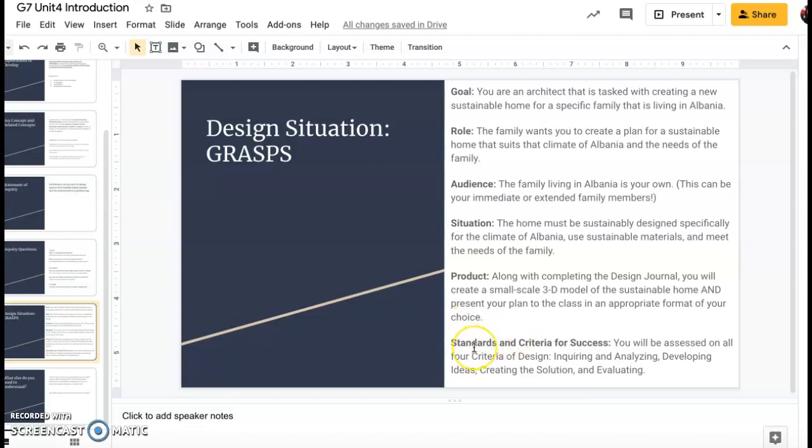And our standards and criteria for success for this unit are that you will be assessed on all 4 criteria of design. So A, B, C, and D: inquiring and analyzing, developing ideas, creating the solution, and evaluating.